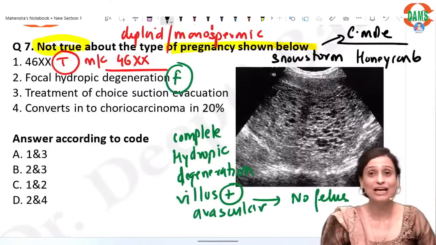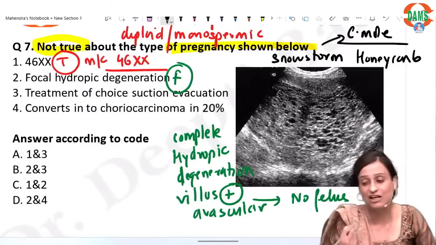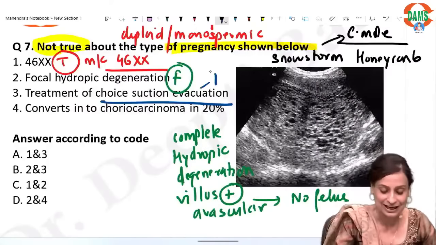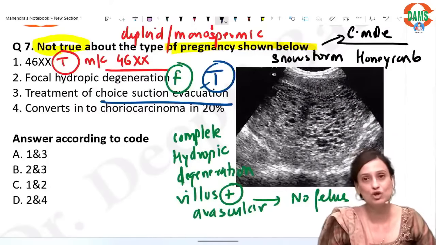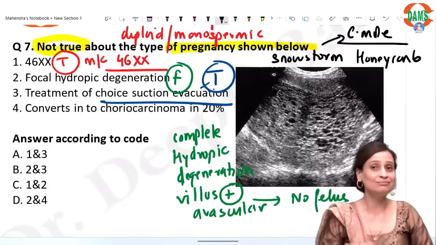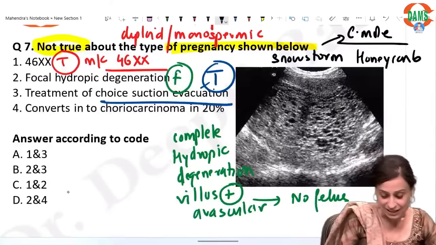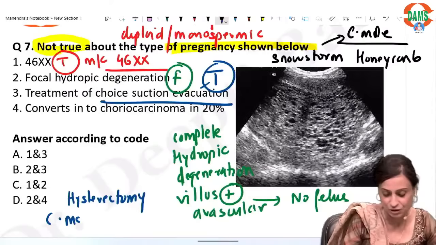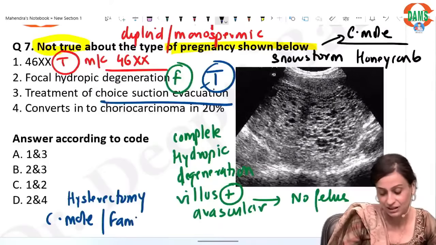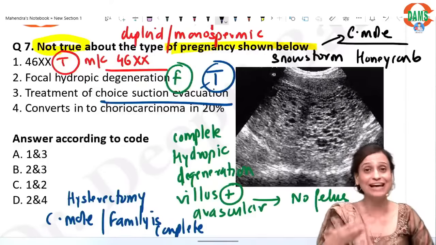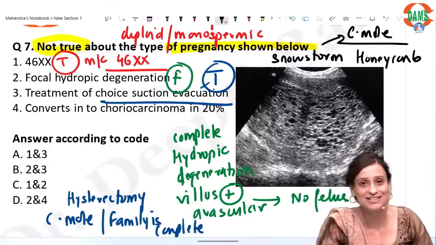Okay, let's look at option number C. Has been a PYQ in INICET again. Is the treatment of choice suction evacuation? That is right. The treatment of choice is suction and evacuation. Can we do hysterectomy? Yes, we can. But hysterectomy will be done when it is a complete mole and the family is complete. And even more important, if the woman is beyond 40 years of age. So hysterectomy can be done, but the treatment of choice is suction evacuation.